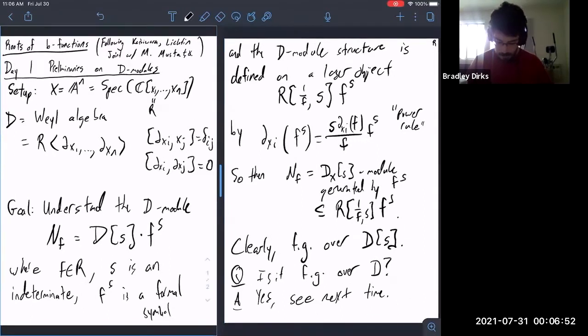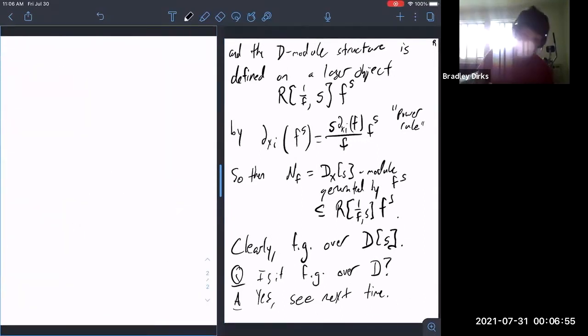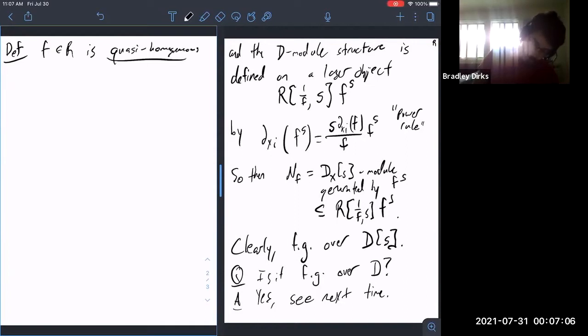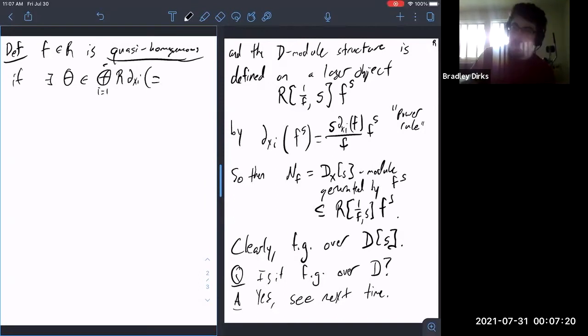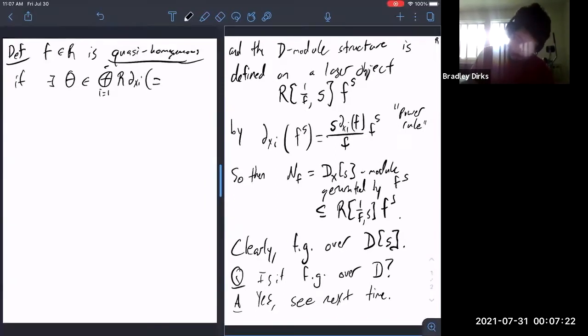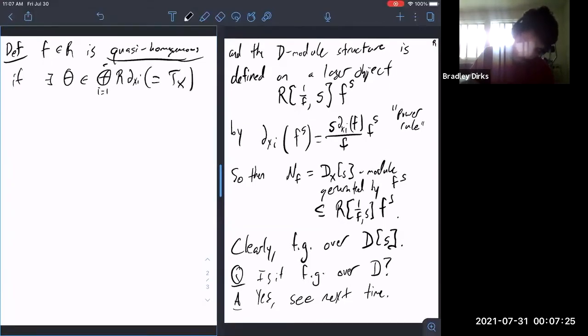But maybe I can write down one example where it is clearly true. We say a polynomial f is quasi-homogeneous if there exists some theta in the direct sum of R ∂_i. This is equal to the tangent bundle if you were working on an arbitrary smooth variety, so I would call that T_X. We want some vector field such that theta of f is equal to f.